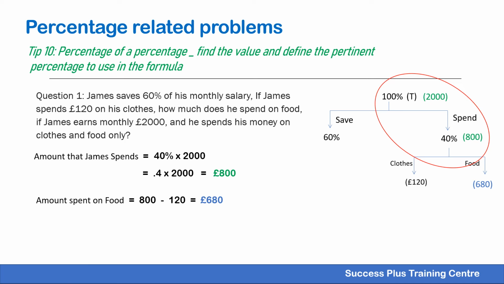Now don't forget, we've got to check our answers now. Since we've got the tree in front of us, the easiest way to check our answers is by looking at the tree. So we know that £680, the amount spent on food, is less than £800, the amount that James spends on food and clothes, which is also less than £2,000, the total amount that James earns. This indicates that our answers are correct.